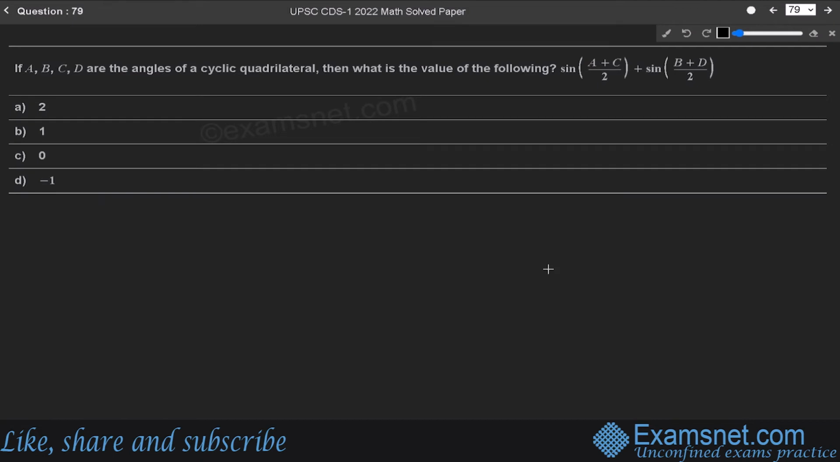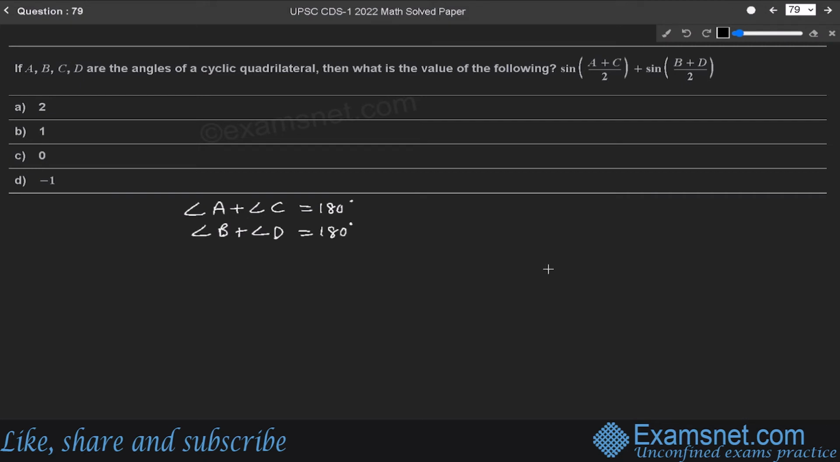Next question is, if A, B, C and D are the angles of a cyclic quadrilateral, then what is the value of the following? sin((A + C)/2) + sin((B + D)/2). It is given that A, B, C, D are the angles of the cyclic quadrilateral. And we know that the sum of opposite angles of a cyclic quadrilateral is supplementary. So according to this concept, angle A + angle C equals 180 degrees, and angle B + angle D equals 180 degrees.